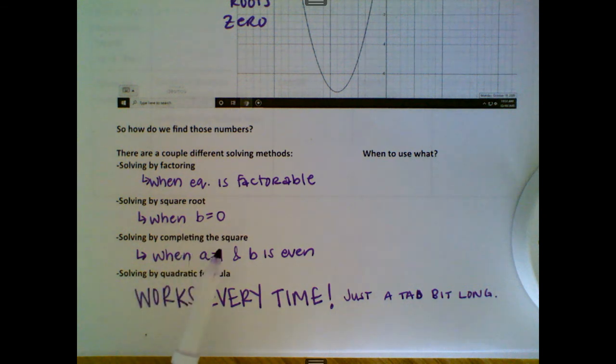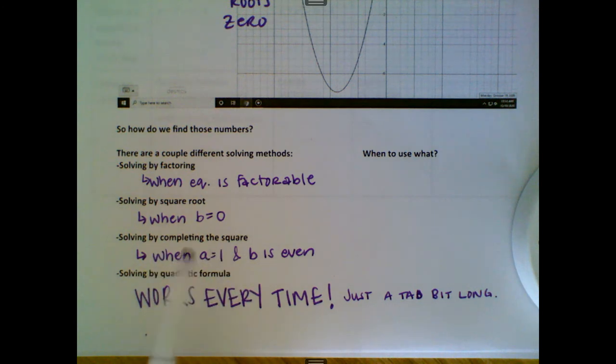Solving by completing the square. You heard completing the square as a process before. That's actually how you can go from standard form to vertex form. But it's only best for solving quadratics when a equals 1 and b is an even number. If those two things aren't happening in the equation, then you're working with fractions and it's just going to take a long while and it's a pain.